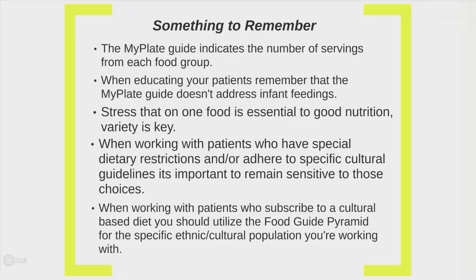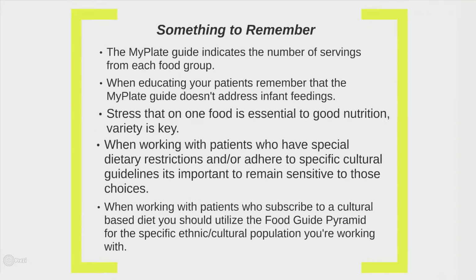For example, while working with a patient who has identified themselves as a vegetarian, you should remind them that variety is essential to meet their caloric intake needs and that because they're a vegetarian, there are 5 nutrients that they may become deficient in: protein, calcium, iron, vitamin B12, and vitamin D. When working with patients who subscribe to a cultural-based diet, you should utilize the food guide pyramid for the specific ethnic and cultural population you're working with.